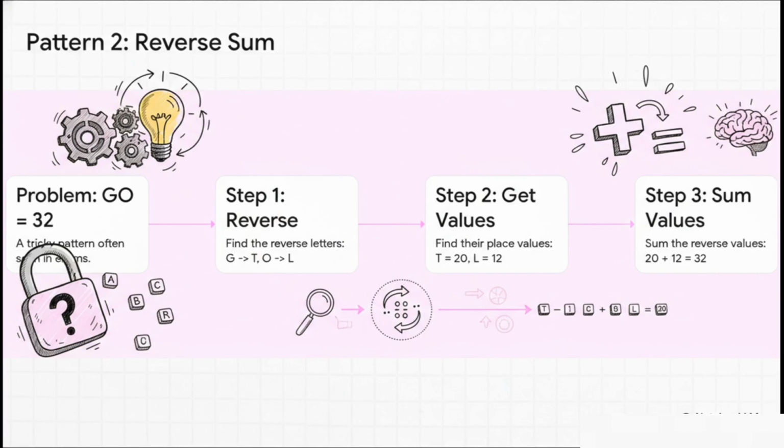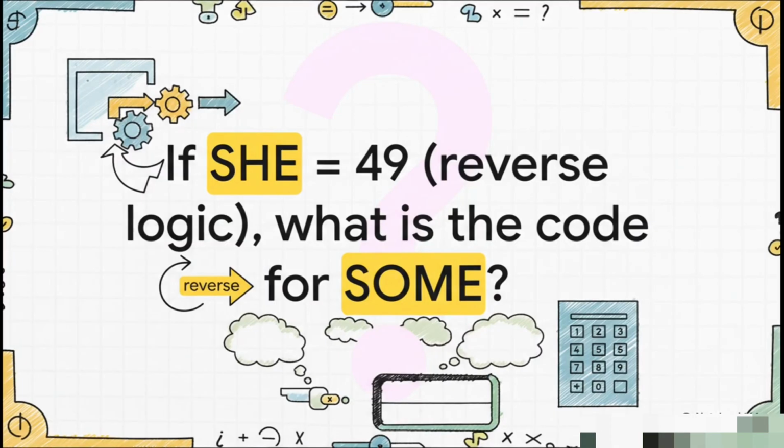We're told that GO equals 32. Now, if you try adding the normal place values, it's just not going to work. So, what's the trick? Well, you have to use those reverse letter pairs we learned earlier. The reverse of G is T, which has a value of 20. The reverse of O is L, which has a value of 12. And what's 20 plus 12? Exactly, 32.